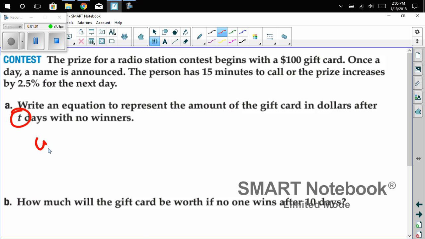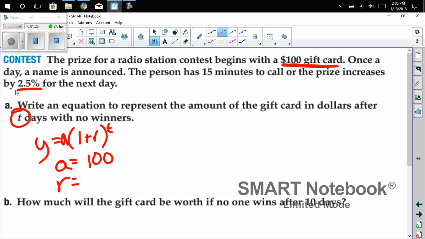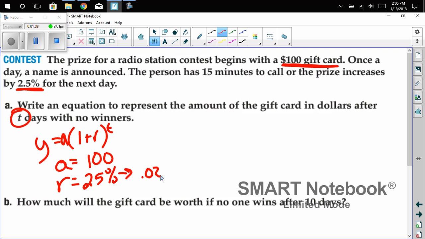Okay, so we have Y equals A times 1 plus R to the T power. Okay, for this, with leaving T as T, we need to know what A is, and we need to know what R is. Okay, A, right here, initial amount starts at $100. So we got $100 for A. R, right here. Okay, now we need to put it in decimal form, not in percent form. Okay, so 2.5% turns into 0.025 as a decimal. Okay, so that's what we're actually going to plug in.